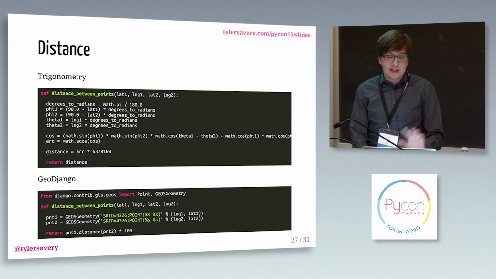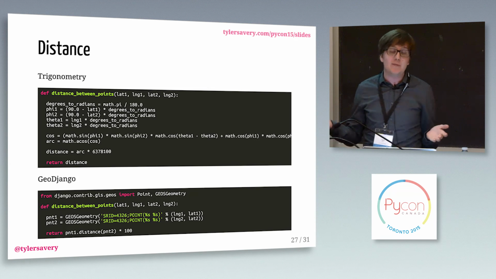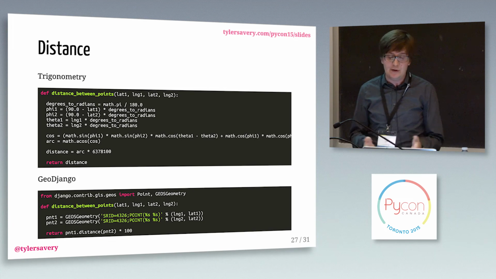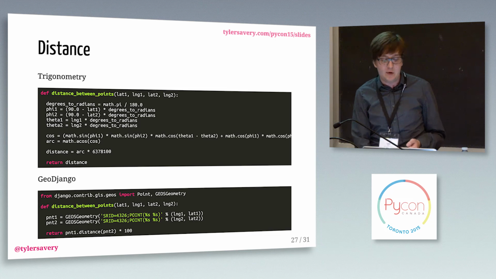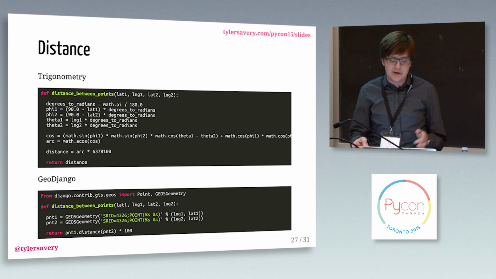I'll leave these in the slides, but I also wanted to mention other cool things you can do with GeoDjango. Calculating distance between points is an important thing for a lot of apps. This shows the difference between doing it with raw trigonometry, which is quite a few lines, and the same function here, where we create those 2 points as geometry objects, call point 1 dot distance to point 2, and then multiply by 100 for some reason I forget at this moment.